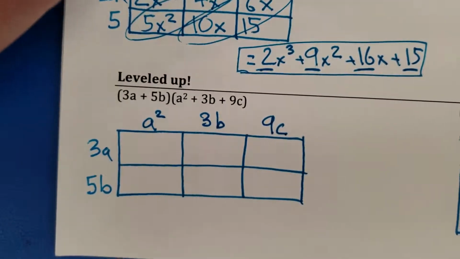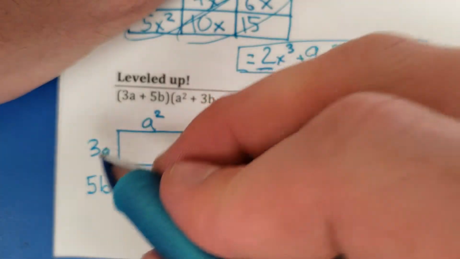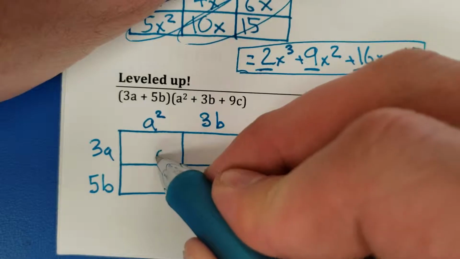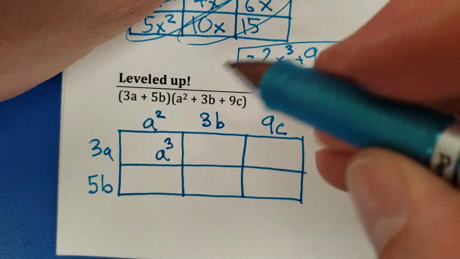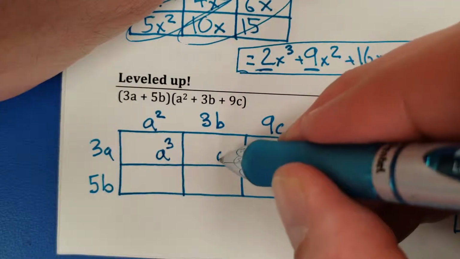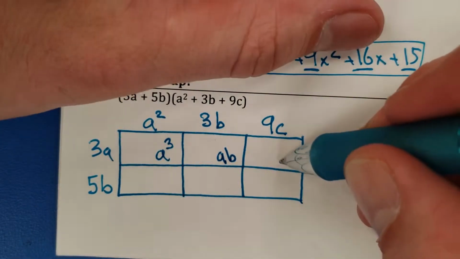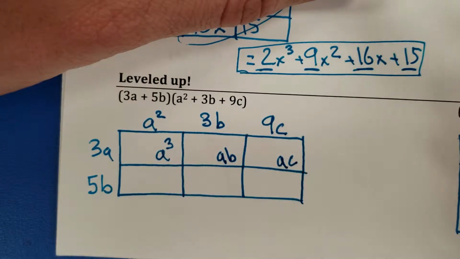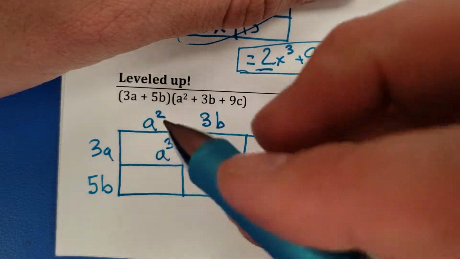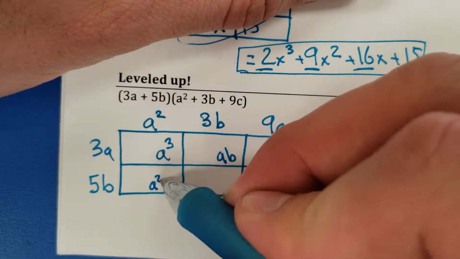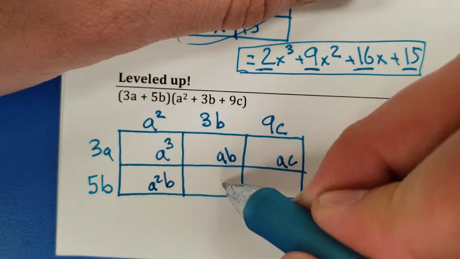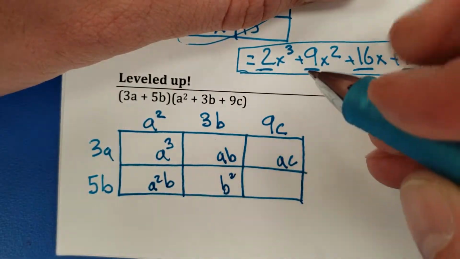Okay, I'm going to totally switch it. I'm going to go variables first. A times a squared is an a cubed. A times b is an ab. Alphabetical. Please go alphabetical. A times c is an ac. A squared b would be, well, basically that, an a squared b. B times b is b squared. B times c is bc.